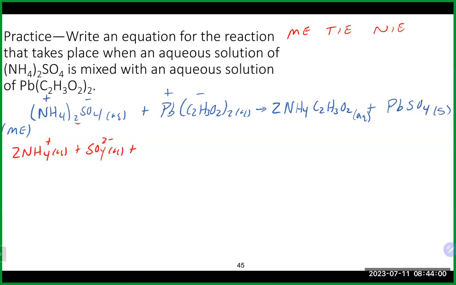Our lead 2 acetate will also break apart. Once again, lead here will have a +2 charge. And this 2 does go in front of the acetate here when we do break it apart. And the acetate has a -1 charge.